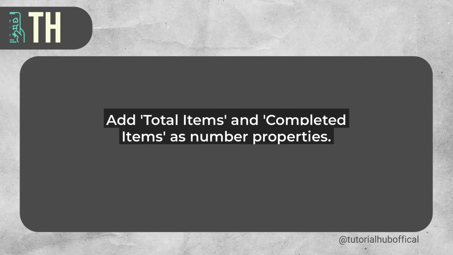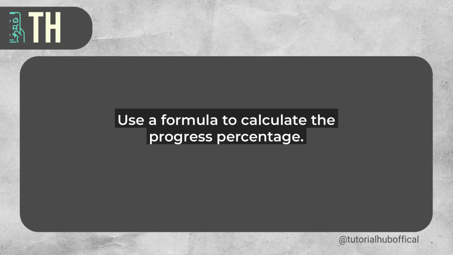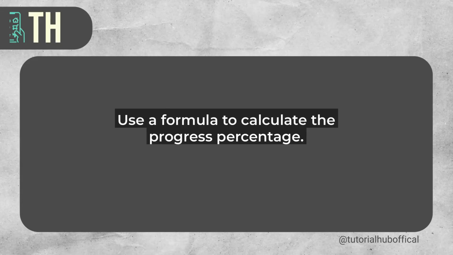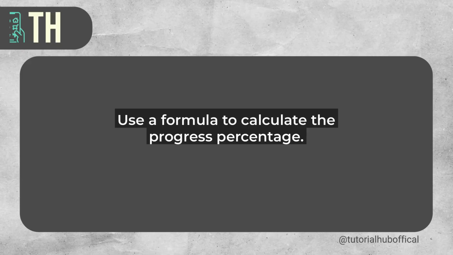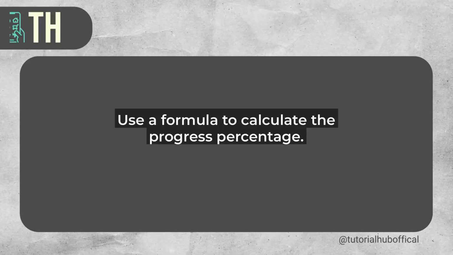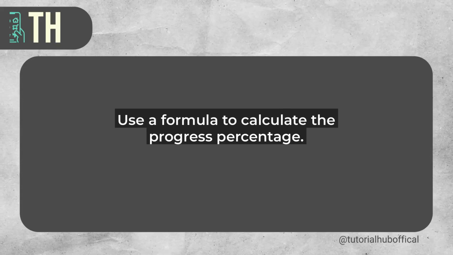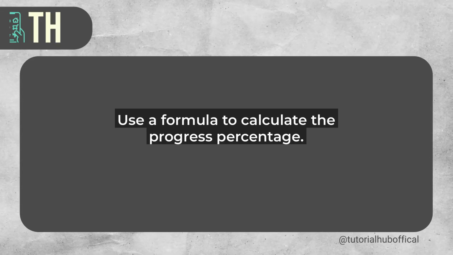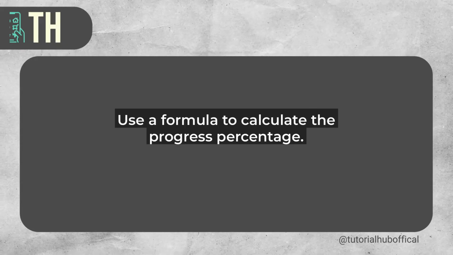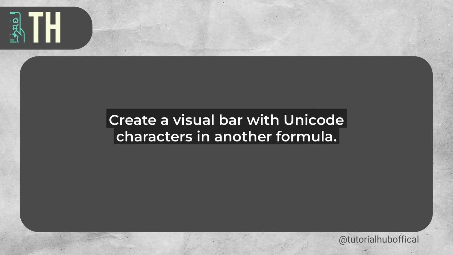Next, we'll make it visual. Add a new property and select Formula. In the formula editor, type something like round(prop("Completed Items") / prop("Total Items") * 100) + "%" to calculate the percentage. But wait, that's just numbers. Let's turn it into a bar.